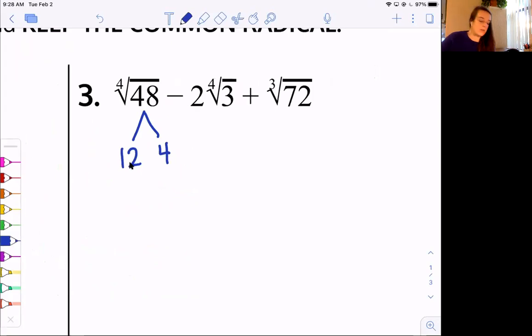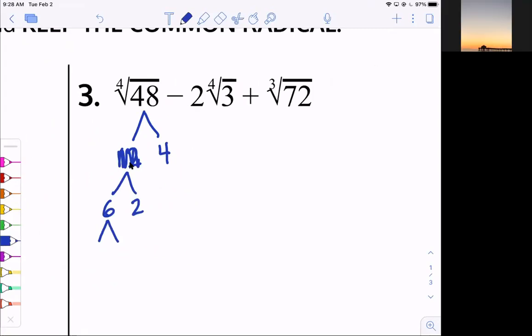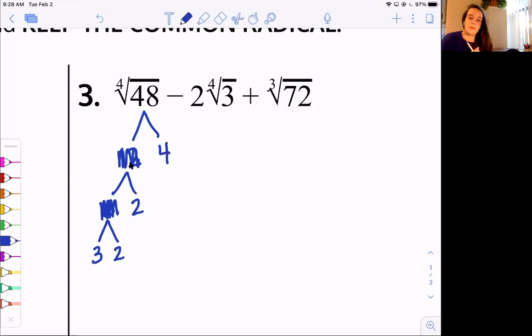All right, how can I break down 12? 6 and 2. 6 and 2, absolutely. How can I break down 6? 3 and 2. 3 and 2. Perfect. Is there anything else to break down? 4. The 4 and how? 2 and 2. 2 and 2, for sure.